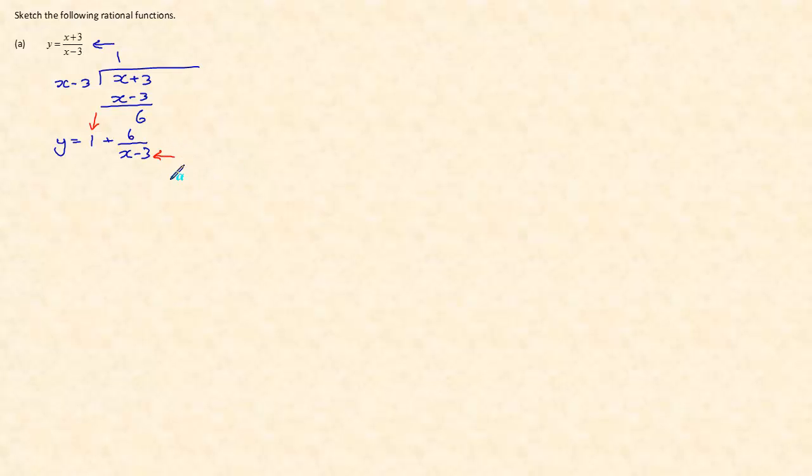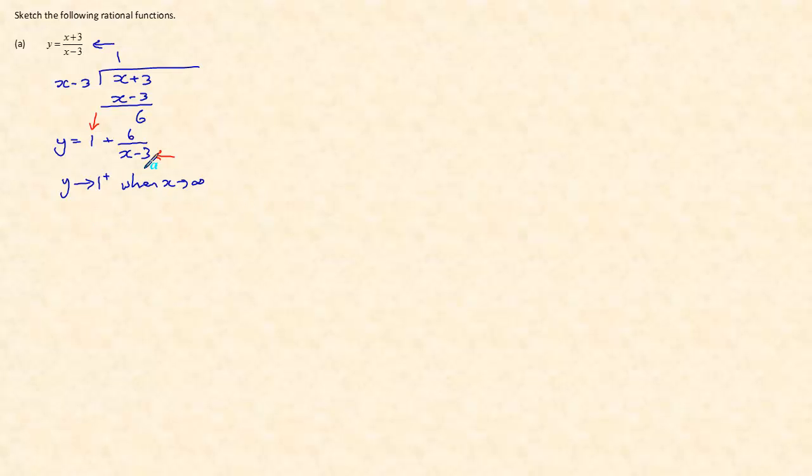Think about x becoming large. When x is large and positive, the bottom is going to be a huge positive number. So we're going to have 6 divided by something huge and positive. It's going to be very, very small, close to 0 and positive. So that tells me that y tends to 1 from above because the expression will be positive when x tends to positive infinity.